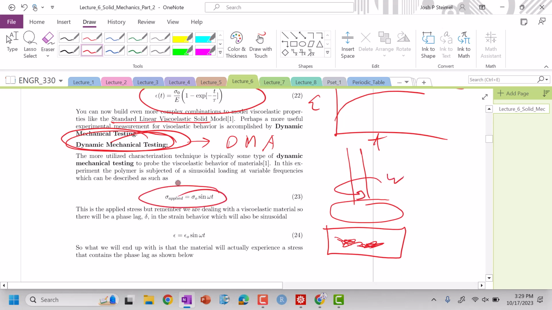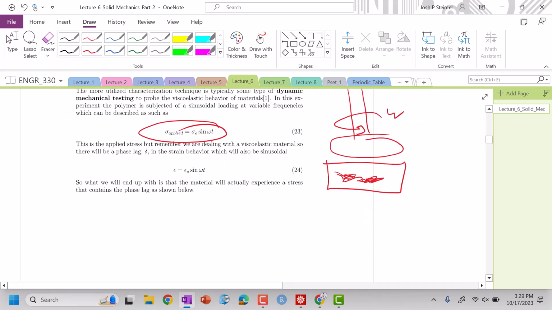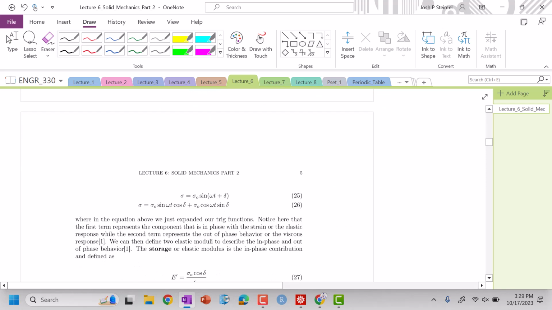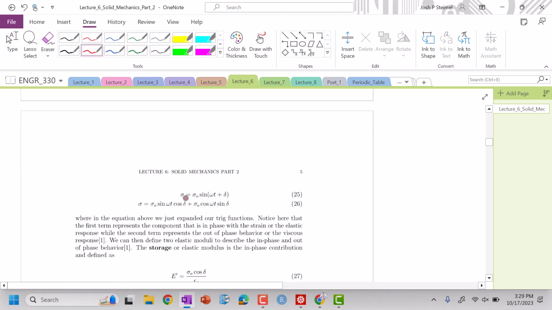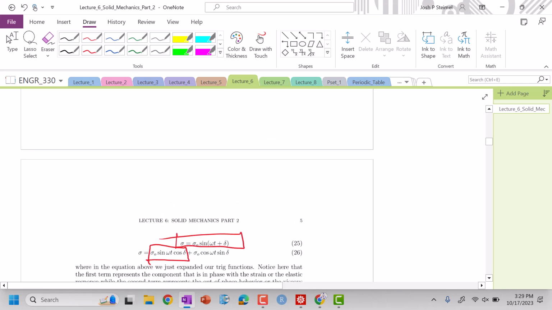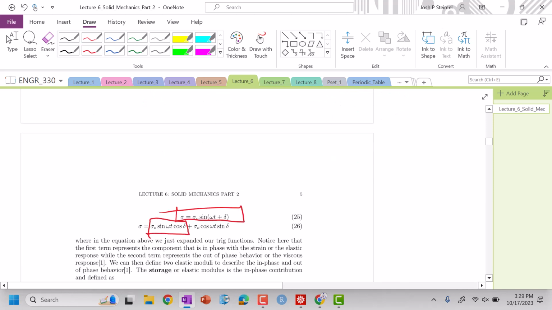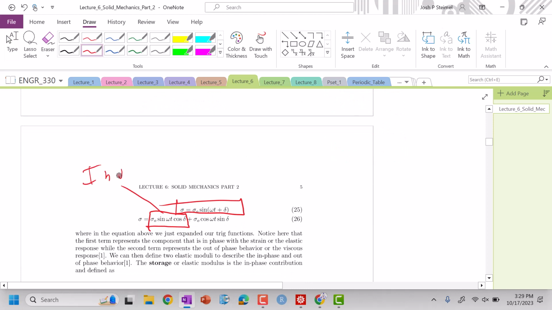So we apply a sinusoidal stress at variable frequencies. Now the material will experience a resulting sinusoidal strain and thereby a stress on our system. The material exhibits this stress where part of it is in phase with the applied strain, so this is sine omega t. We have a component that's in phase, and a component that's the cosine, which is out of phase. If I'm in phase, I'm getting an instantaneous response.